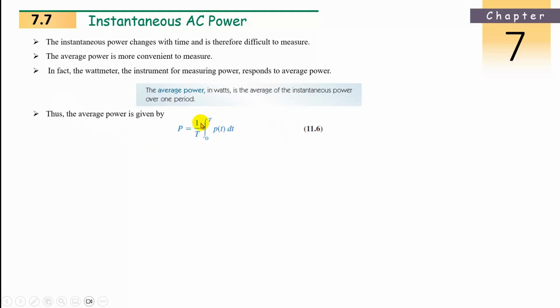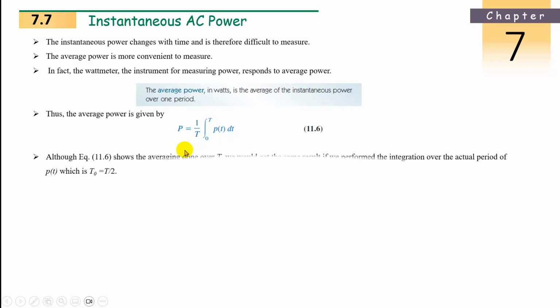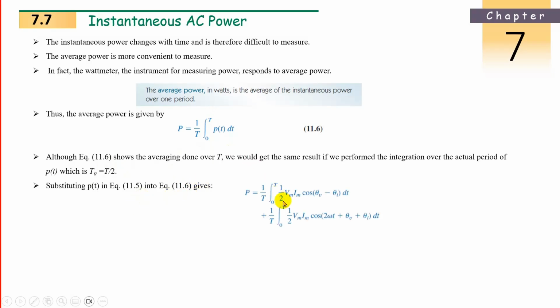One by T, integral over a time period from 0 to T of p(t) dt. Now generally we will take half of the time, not more. Now, integral of half Vm Im cos(theta V minus theta I) dt plus half Vm Im cos(2 omega t plus theta V plus theta I). This is the part we found in the previous slide. Now we are integrating it so that we can see how the power is coming.